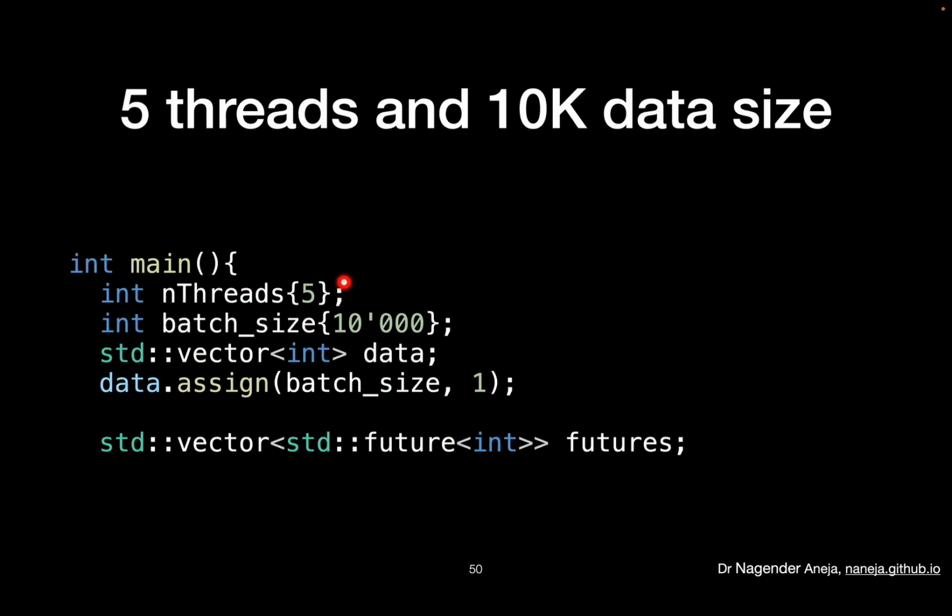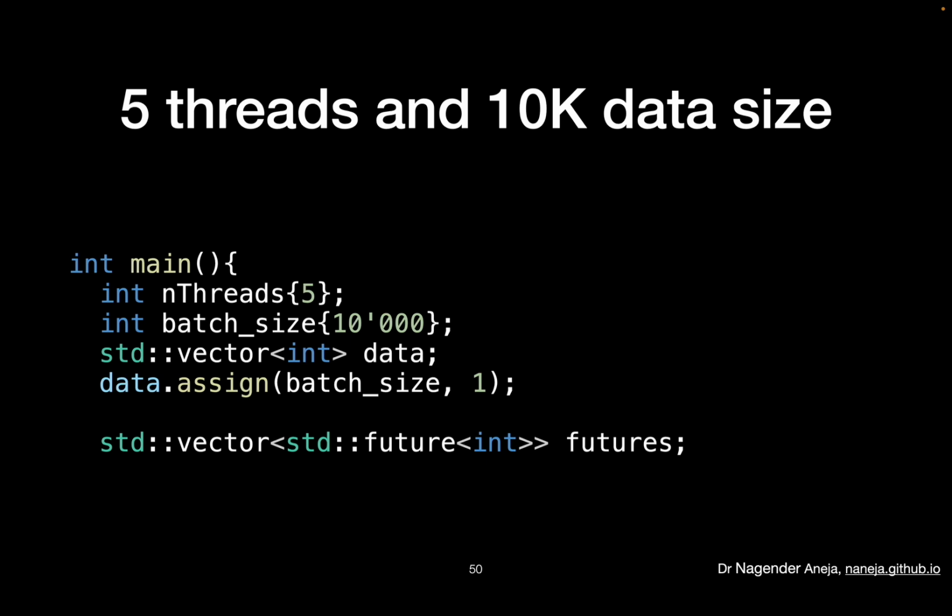Here we have these 5 threads. We have 10,000 batch size, and this is the data. We assign the data with batch size, 1. So that's a vector of integers, and this vector has 10,000 numbers, each equal to 1. So everything is 1.